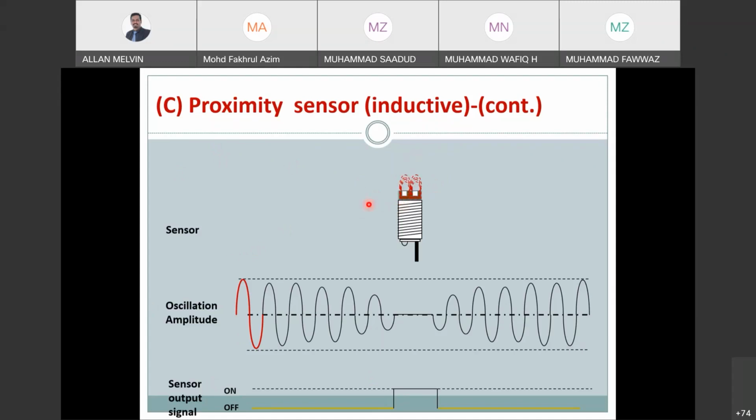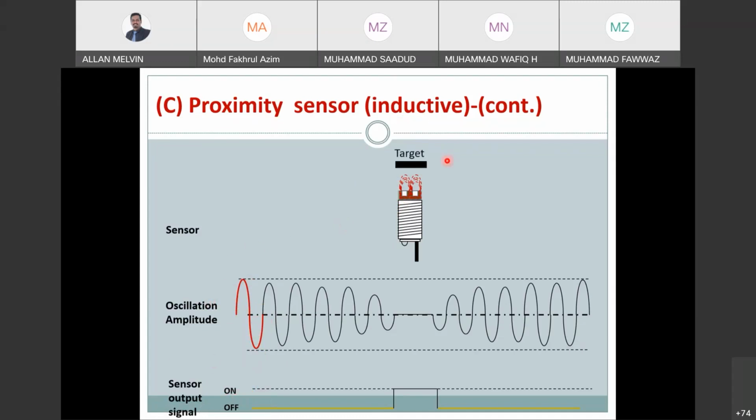So kalau tak ada apa-apa, your amplitude will be high. So kalau tak ada apa-apa lah, dia tak detect apa-apa. So your amplitude will be high. And your signal, you tengok the same line lah. Dekat sini dia off. Dia tanda connection.